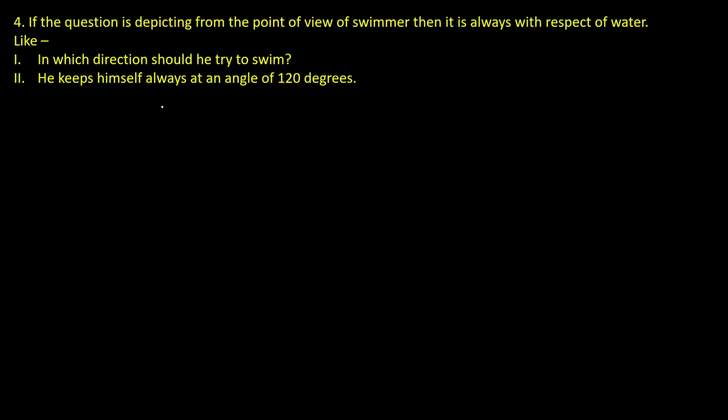Now the next key concept is like if the question is depicting from the point of view of swimmer, like in the question, if it is asked from the point of view of swimmer or it is given from the point of view of the swimmer, then it is always with respect to water. You need to understand that. You need to keep in mind this thing. Like suppose the question is asking like in which direction should he try to swim. So here the question is depicting from the point of view of swimmer. That's why it's with respect to water. Similarly, he keeps himself always at an angle of 120 degrees. This kind of language is there in the question. Then you need to be very clear that the question is asking with respect to water.